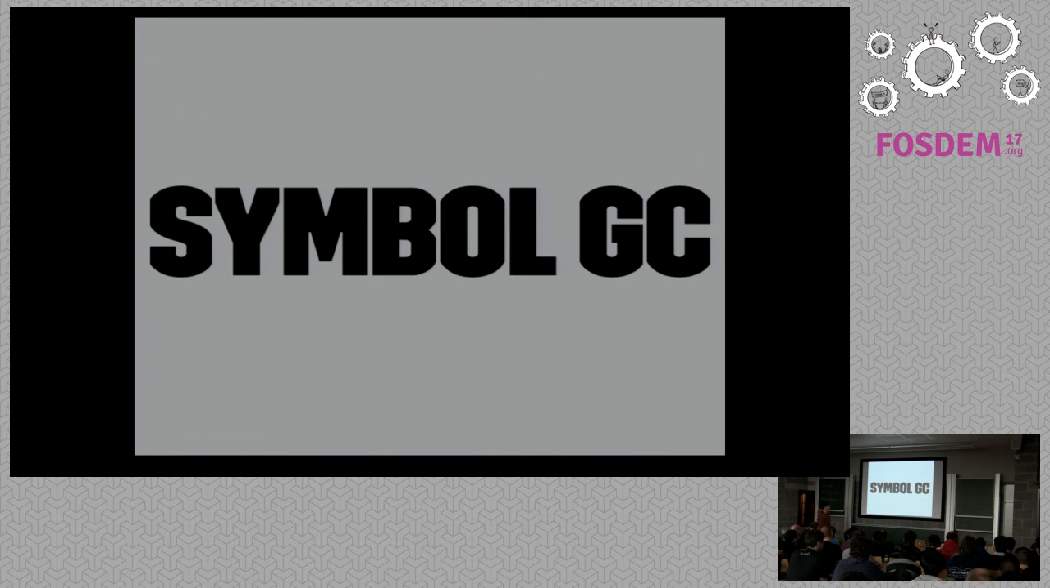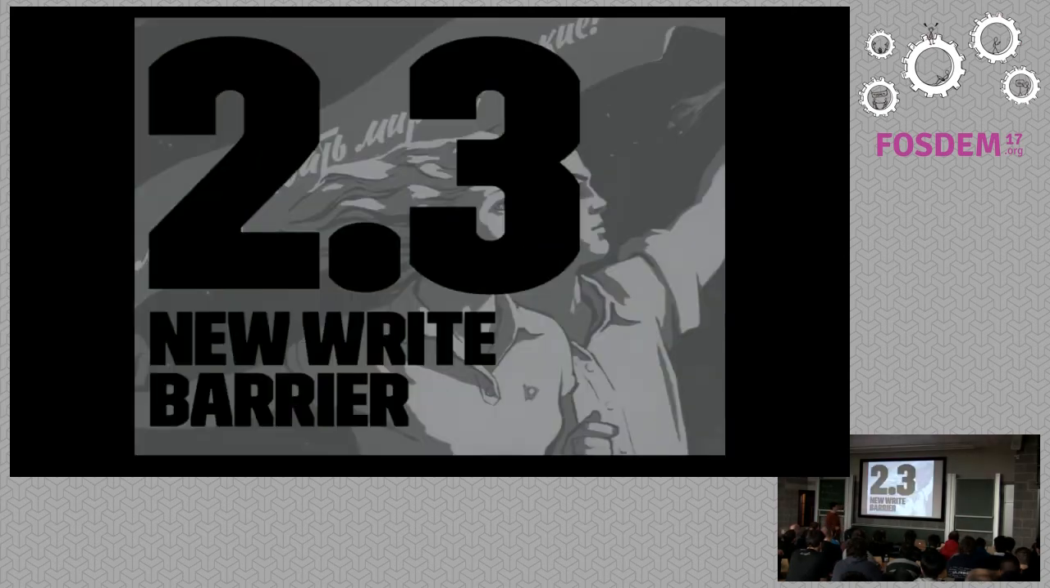Kind of interesting. Symbol GC, we also got that in 2.2. It's not really that complicated. Now symbols are garbage collected too. 2.3, not much changed. 2.2 was kind of like the last major change to the garbage collector that we've gotten.